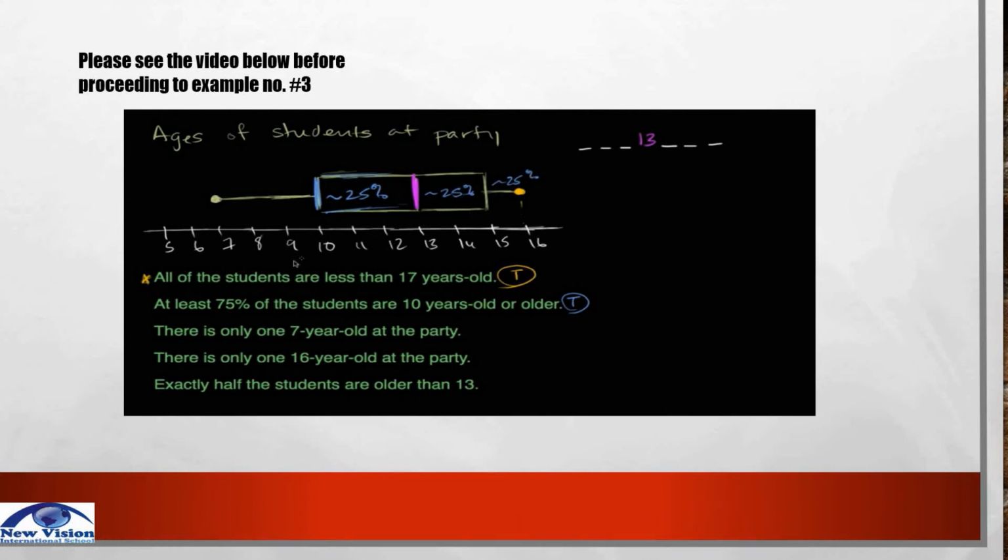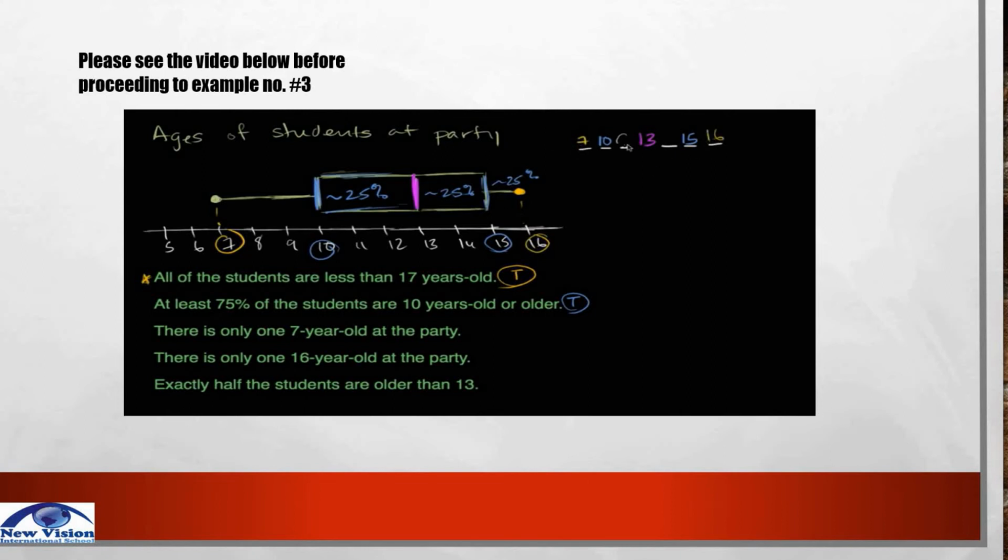So 10 is going to be the middle of the bottom half. That's 10 right over there. And 15 is going to be the middle of the top half. That's what this box and whiskers plot is telling us. And they, of course, tell us the minimum is 7 and the maximum is 16. So we know that's 7, and then that is 16.